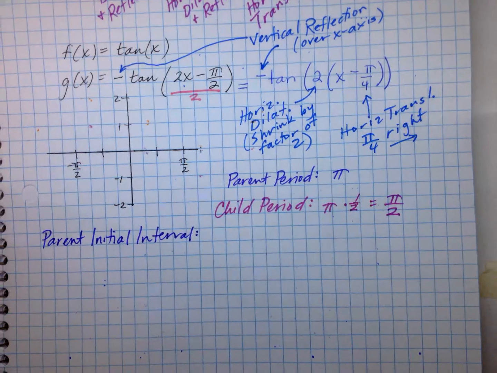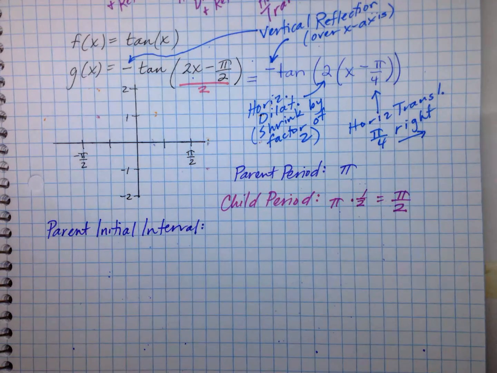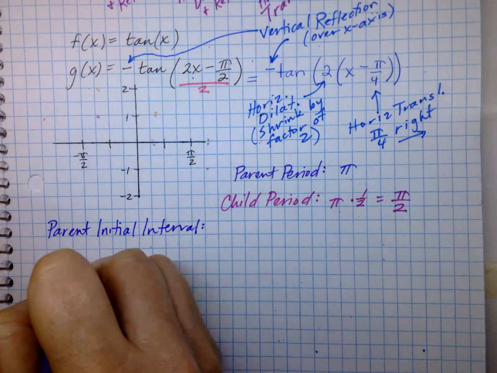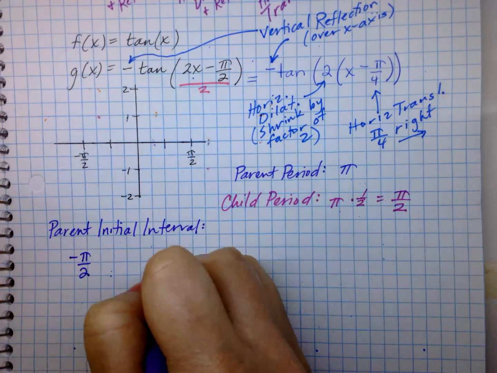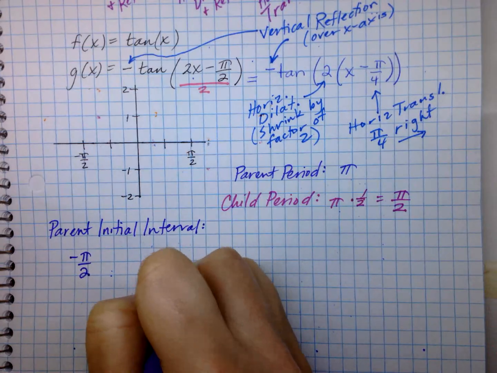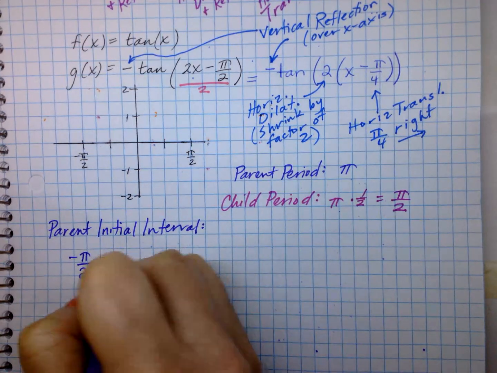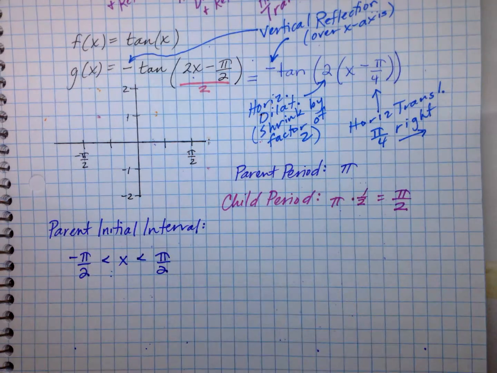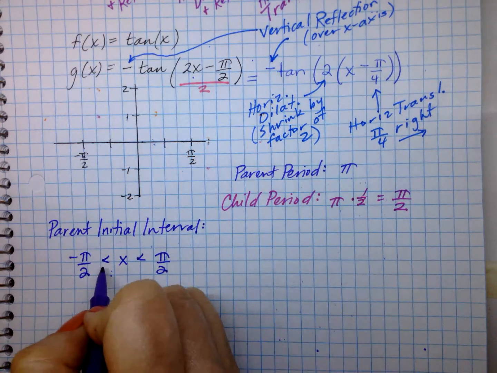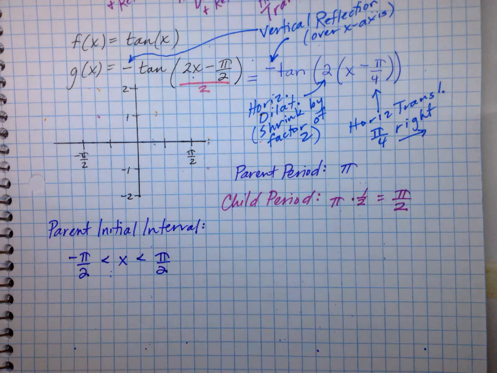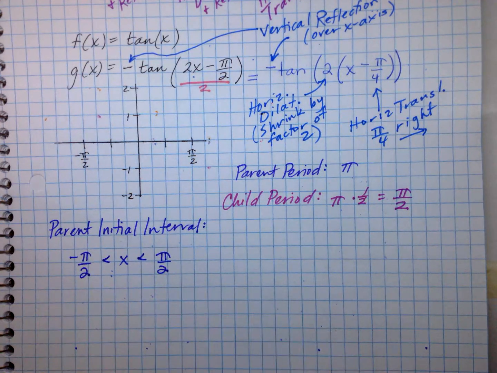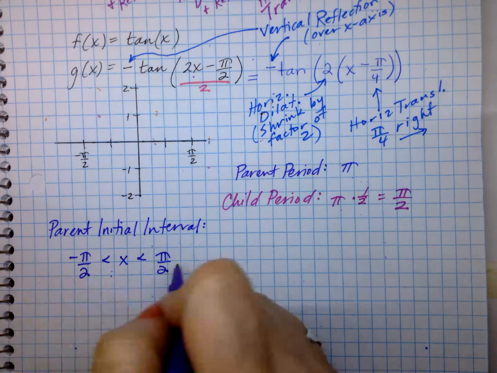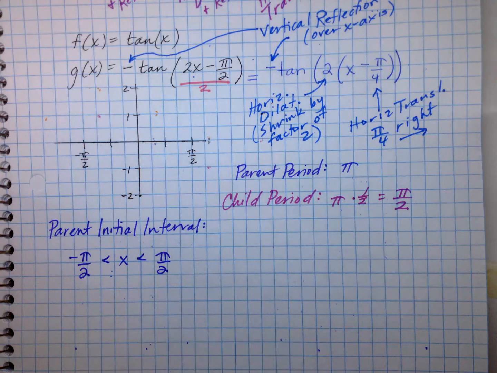The parent initial interval for the tangent is from negative pi over 2 up to pi over 2, and the x lies between those values. And this time, unlike sine, when I put equal to in there, I'm not putting equal to, because remember, these are the locations of the asymptotes on the tangent graph. So one full cycle of the tangent lies between these two values.